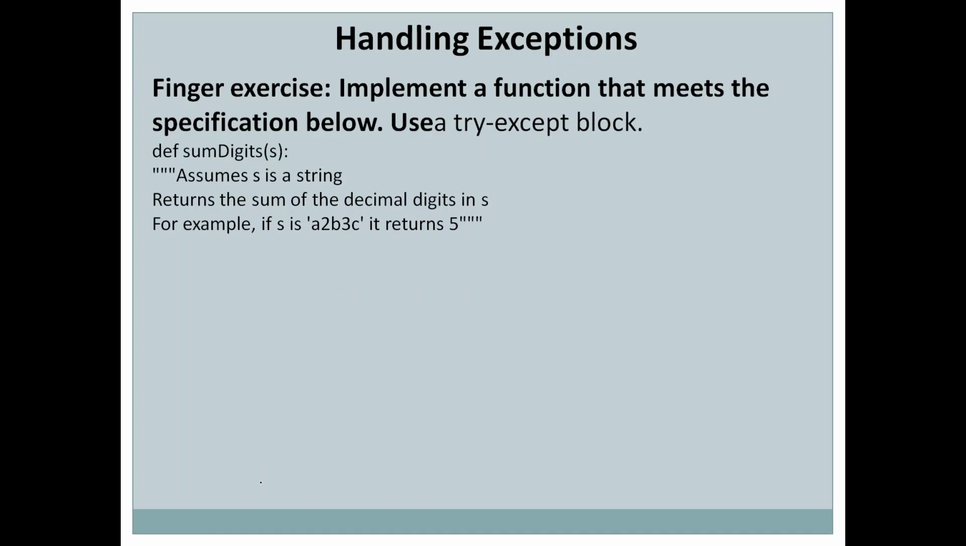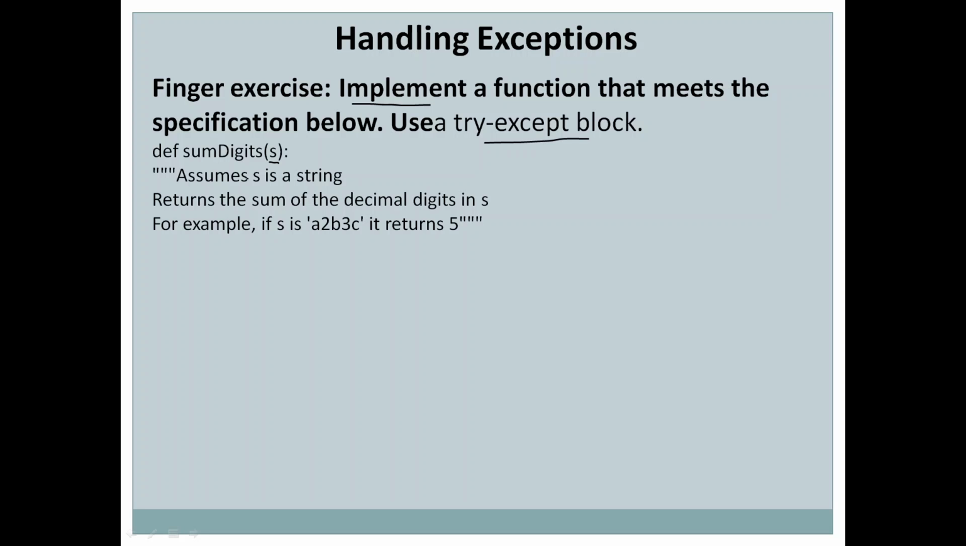Finger exercise. So this is a homework program for you. Implement a function that meets the specifications given below. Use a try and except block. Now you have to write a function. The function is sum digits, which takes one argument, and the specification for the function is given here, what you should include in the function that has been given.